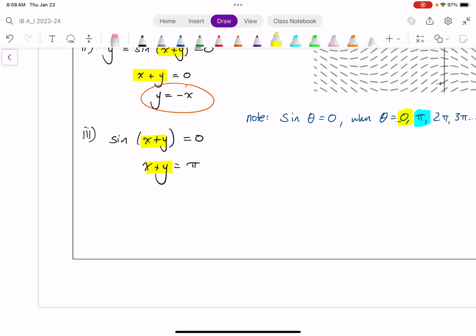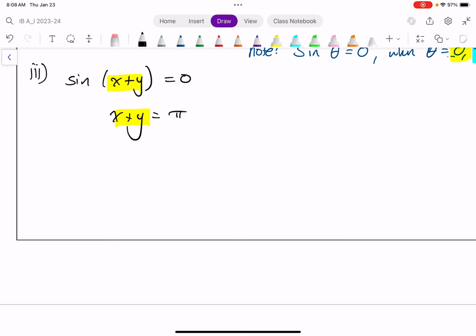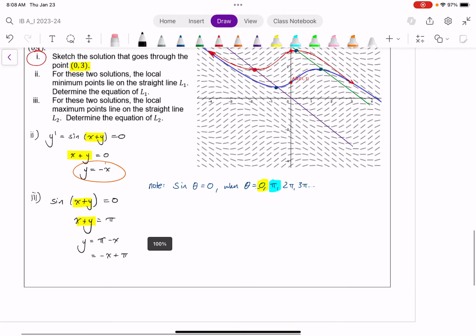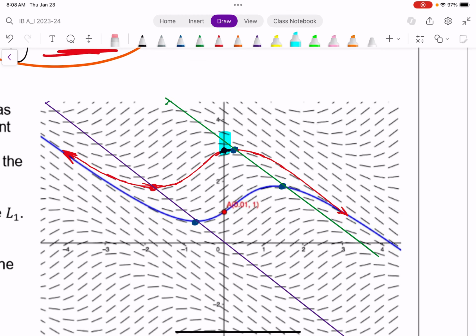Because again, there's an infinite number of places that sine equals 0. This time, nice and quick, subtract x from both sides. Y equals pi minus x, or -x plus pi. And then just double check. And yeah, what I see here, it has the same slope as before, but now it has a y-intercept of pi. Ooh, there we go. And then if I look at my graph, yeah, it does seem to cross just past 3.